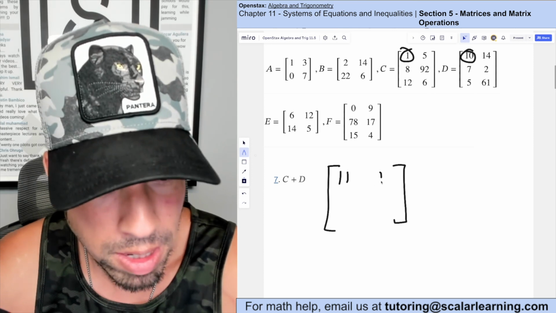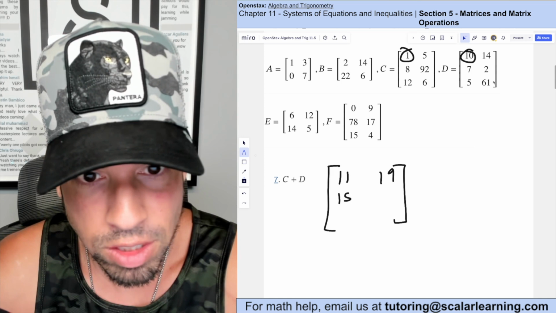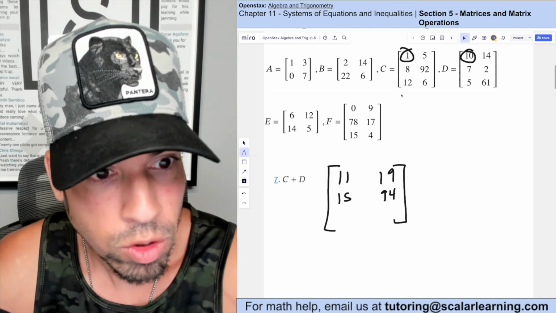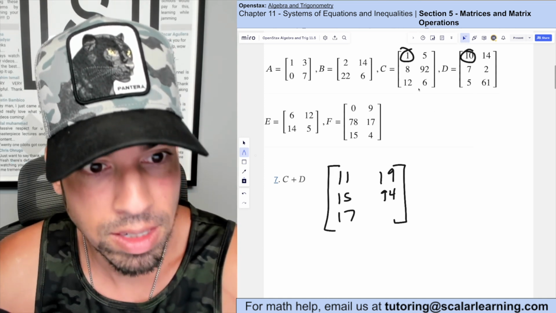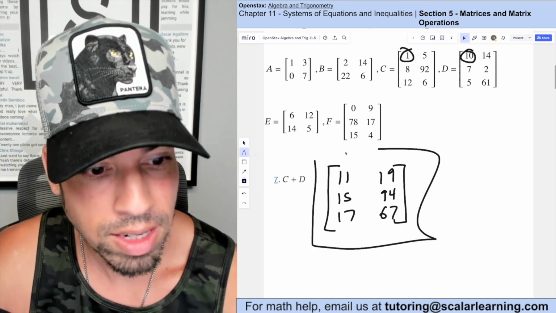5 and 14 make 19. 8 and 7 here make 15. 92 and 2 make 94. 12 and 5 make 17, and last but not least, 6 plus 61 makes 67. So that is how you do it.